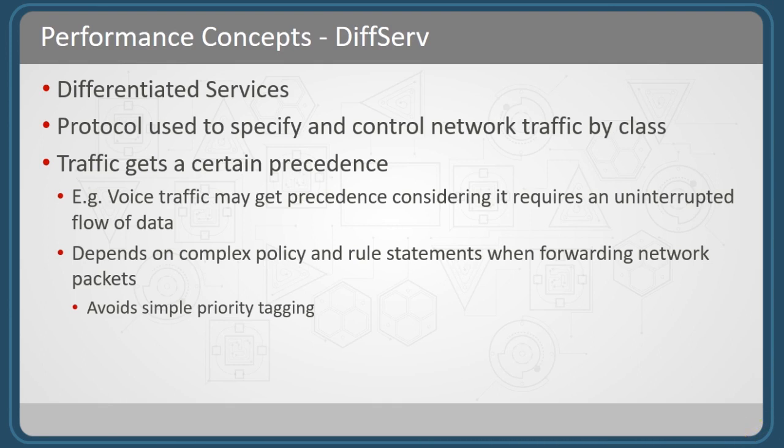Now, this depends on complex policy and rule statements when forwarding network packets, but it avoids simple priority tagging. That is quite simply tagging each packet with a priority. That can be somewhat time-consuming and really can chew up additional resources because, of course, it has to tag every packet. So this simply looks at the classification rather than a process of tagging. So it can get a little complex if you have a lot of applications and a lot of different rules, but it does avoid that process of tagging.